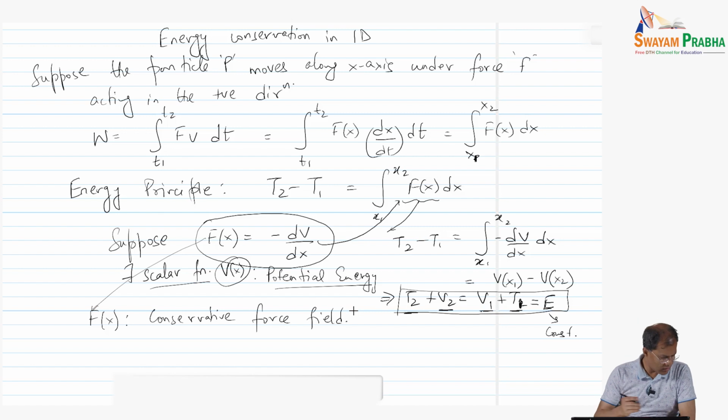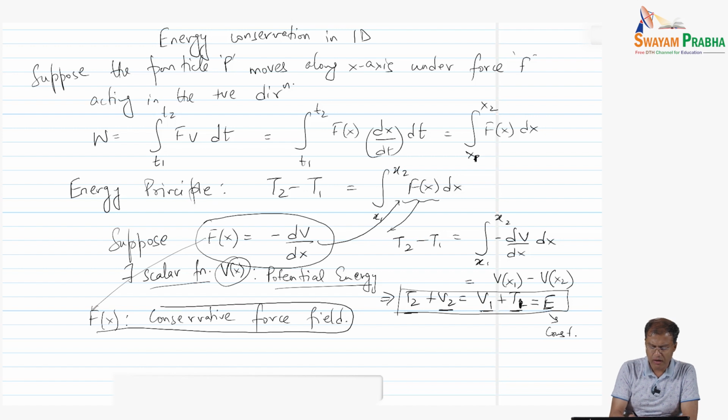Okay, so I think we have arrived at a very important conclusion with this very brief description, is that if we have a conservative force field, then the total energy is conserved. So for conservative force field, we have the idea of energy conservation. Okay, so that is what we have.